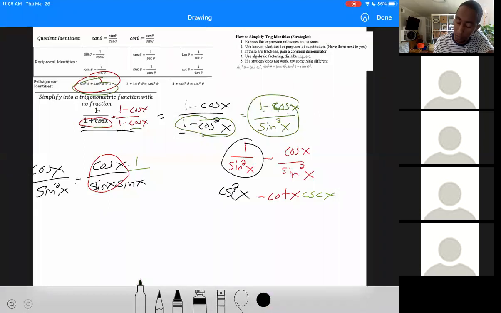Now, is there anything else we could do with this? That one you got to kind of look for. And look at that and look at the strategies. We've expressed it in terms of sine and cosine already. We've used our known identities for substitution. We haven't gotten a common denominator, but that wasn't necessary here. Have we used all algebraic factoring and distributing principles that we could apply?